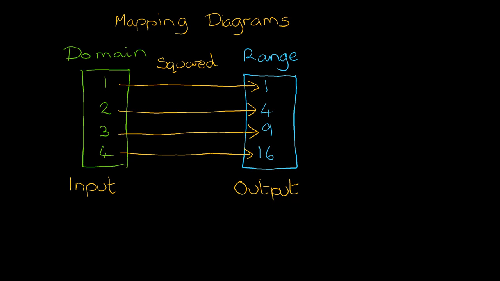And when we go and look on the right hand side, we've got the answers that you get once you squared each of those numbers in the domain. And those numbers are referred to as the range. So that's the output that you get.